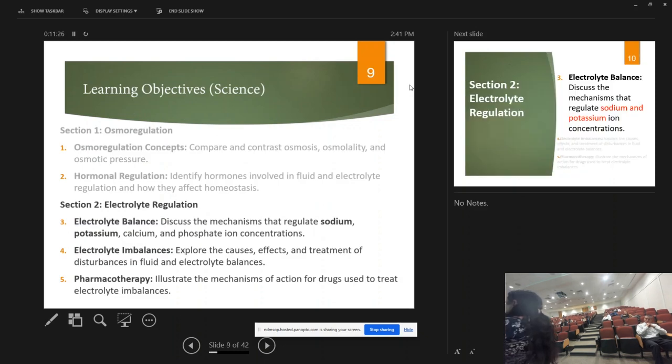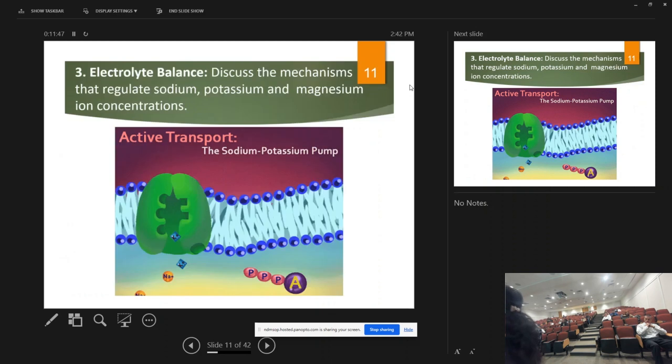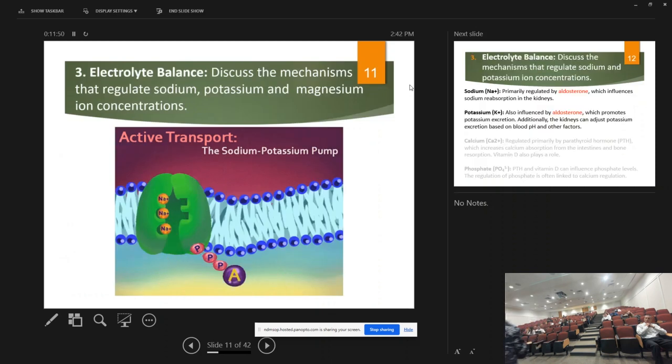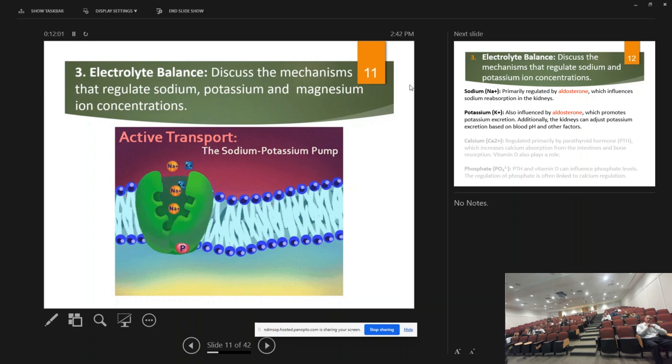So moving on to section 2, now let's focus on how these electrolyte balances are being regulated and what factors affect them, and how there are imbalances and the therapy part. So first we'll look at sodium and potassium. So we all know this pump, right? The sodium potassium pump. It's an energy driven pump, so it requires ATP. So how many sodium can you see that are leaving the cell through this pump?